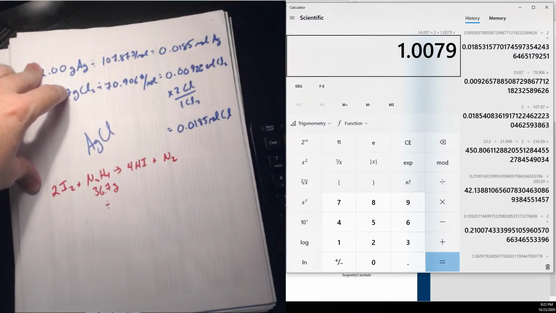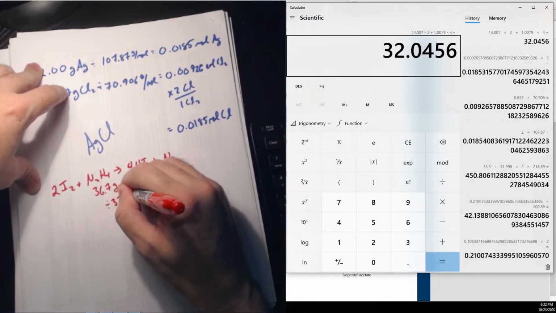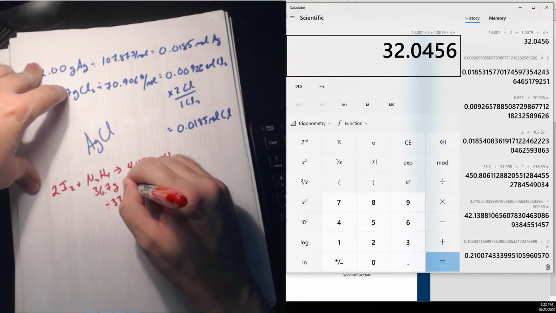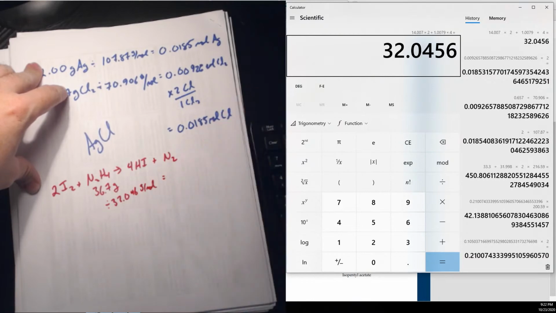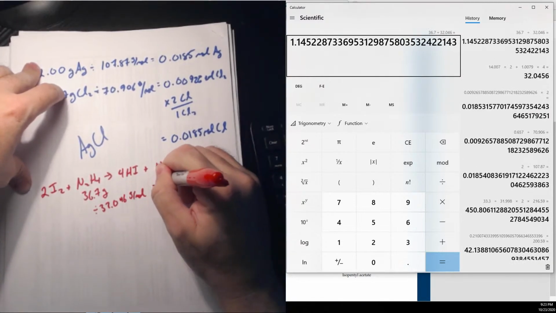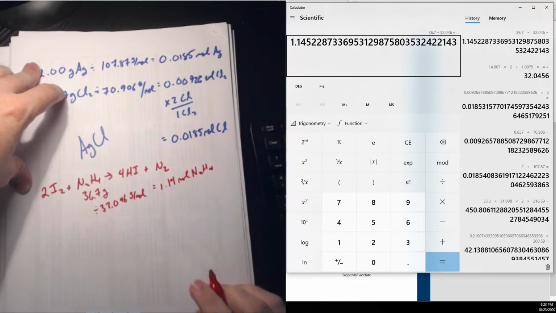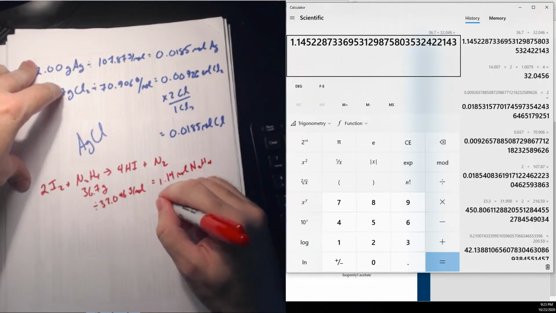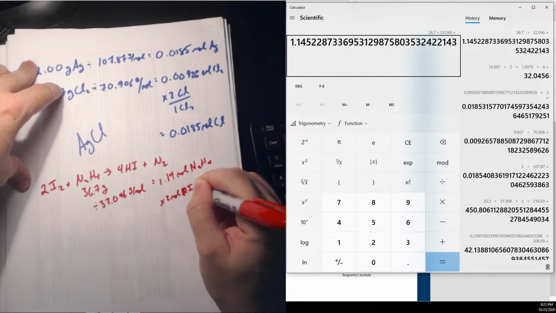Okay, but anyway, times 4. 32.046 grams per mole. How many moles of hydrazine? 1.14 moles of hydrazine. Okay, so it's a 2-to-1 relationship. So 2 moles of iodine.